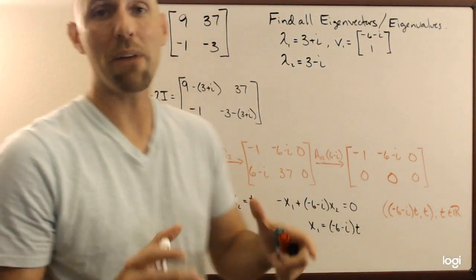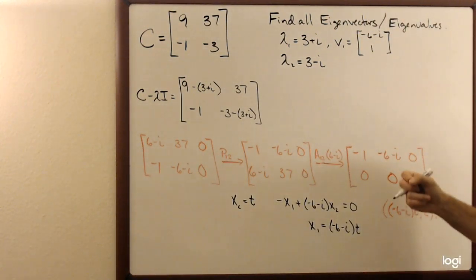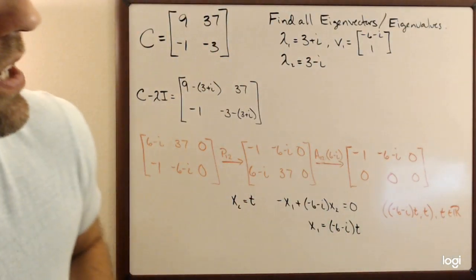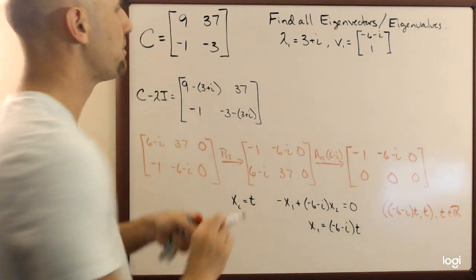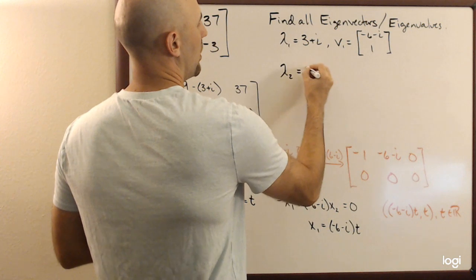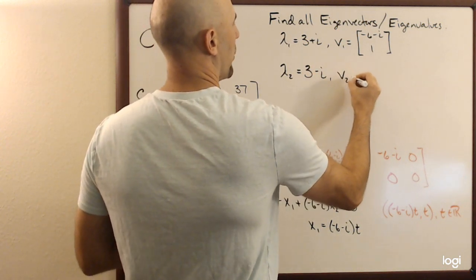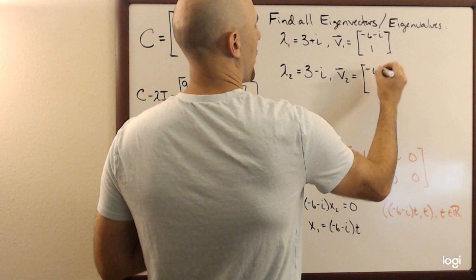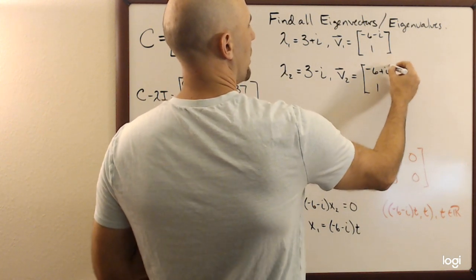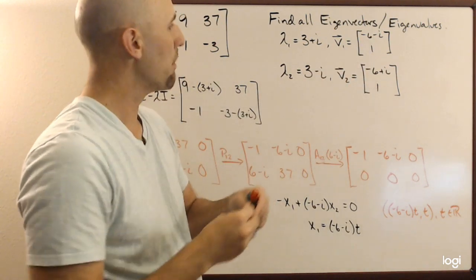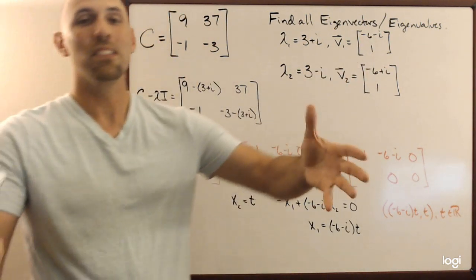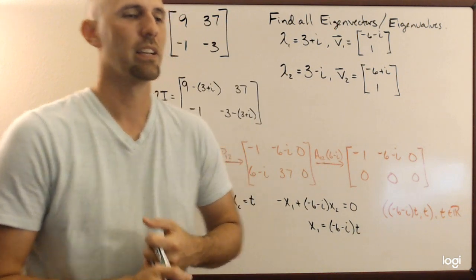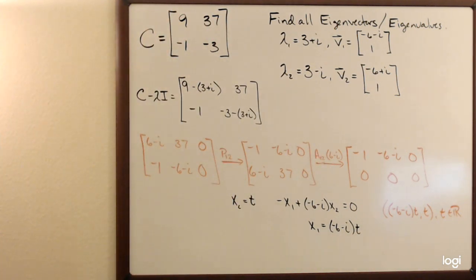And again, I don't have to do the second one. These eigenvalues are conjugates, so the eigenvectors are also going to be conjugates. For lambda 2, 3 minus i, V2 is the conjugate of negative 6 minus i, which is negative 6 plus i. The conjugate of 1 is 1, that is, 1 plus 0i becomes 1 minus 0i. This one's really quick and easy. Don't be afraid of complex numbers. Complex numbers are your friends. They cut the work in half. We like those.